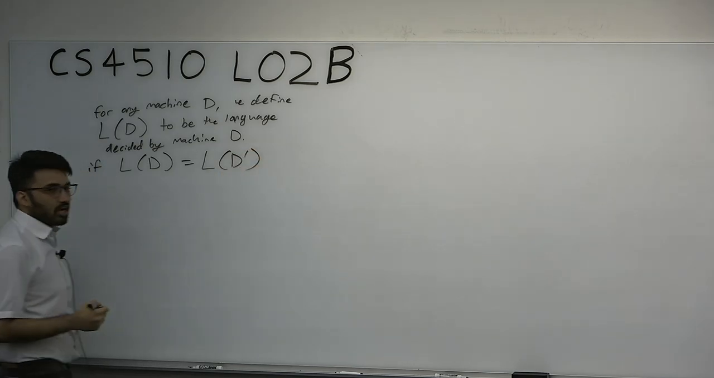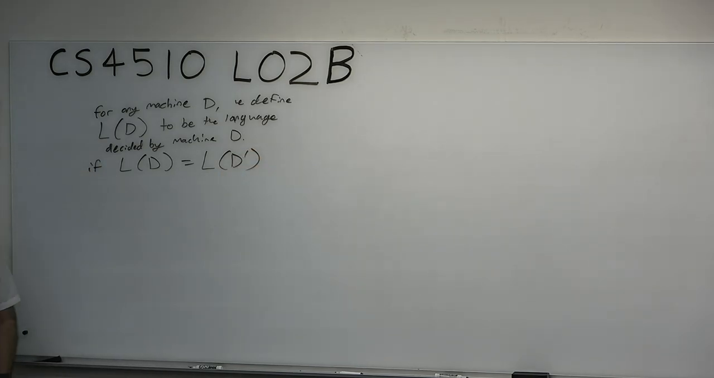So, if L of D is equal to L of D prime, let's say we have two different machines, however they accept the same set of words, then we would say the machines are equivalent. So with code, there may be two different pieces of code which can do the exact same thing. They behave the same on all inputs. Forget time and all that. Just care about if they say yes or no on the same inputs.